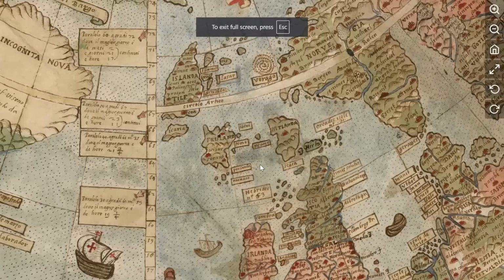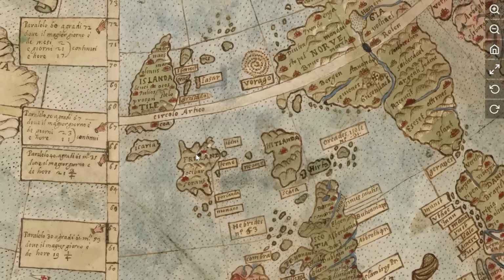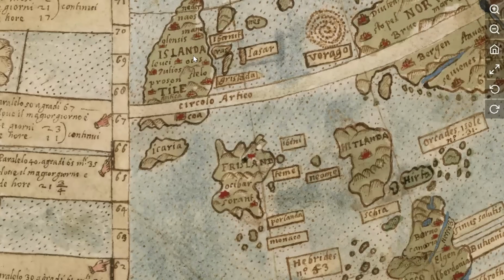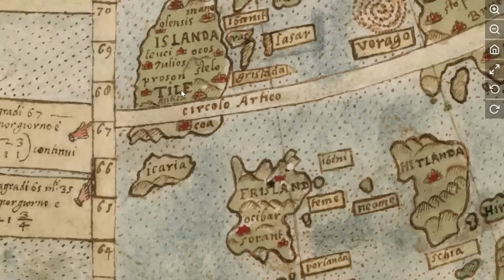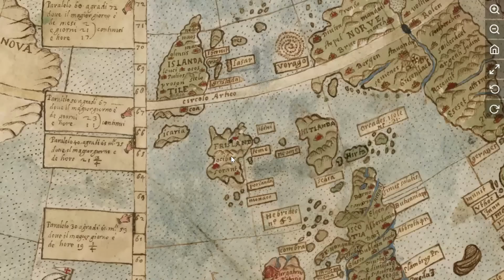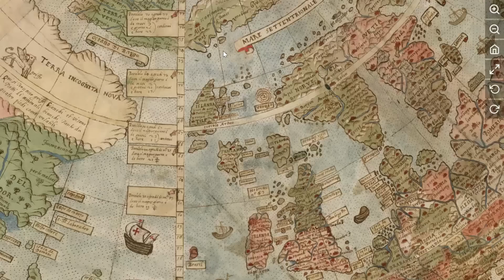So as you can see here on the map, England, Scotland, and just here, Hitlandia, we've got a big landmass where the Faroe Islands are. Then we have Friesland and Ireland. Now, Friesland seems to be where Iceland is. Islandia, it's now Iceland. I do find it interesting that it says tile here, very close to Thule, and Friesland, right? Frieslandia. And up here is Greenland, way up the top.